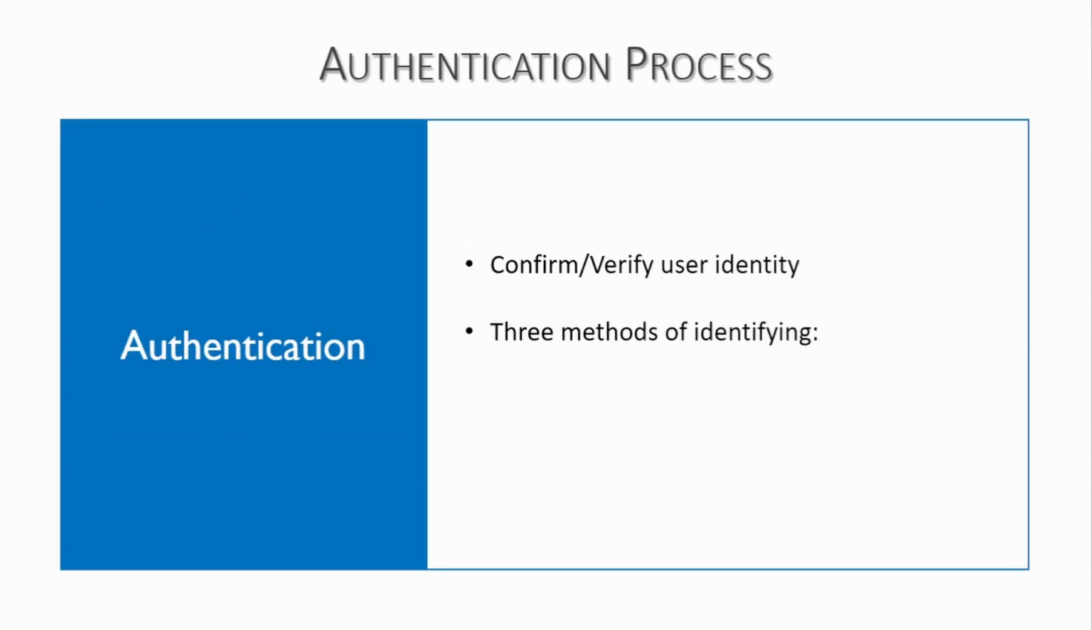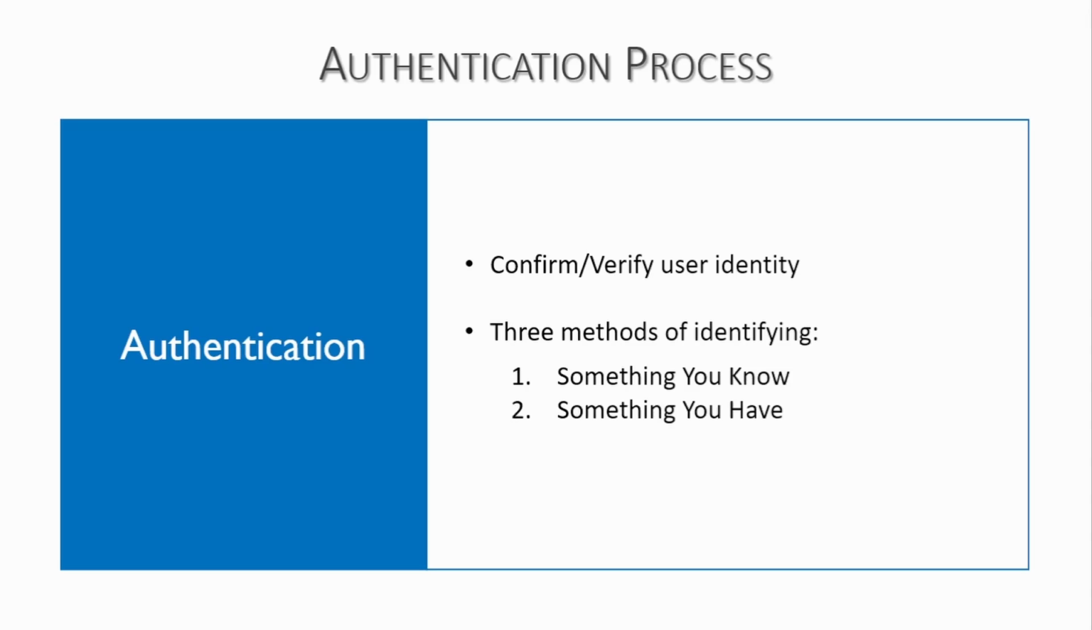And when it comes to authentication, there are different methods to confirm or verify who the user is. First, it can be something you know, like a password. When you try to log into a website, you're asked for a username and a password. This password is something you know. It might also be a PIN number.